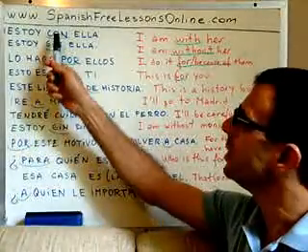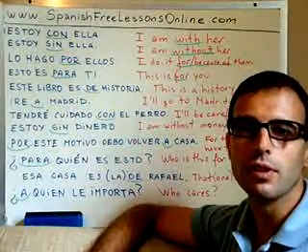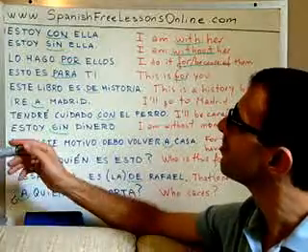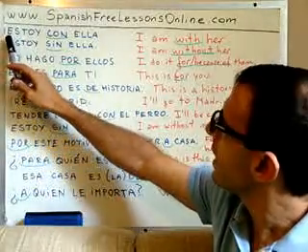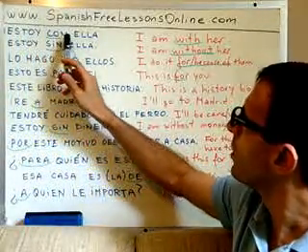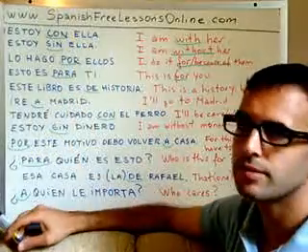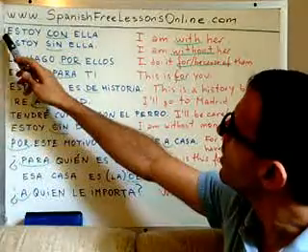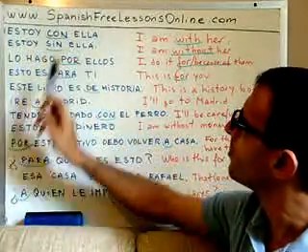Okay? So let's see these examples here and their meaning, so you can internalize the meaning and the use of these prepositions. Estoy con ella. It means I am with her.